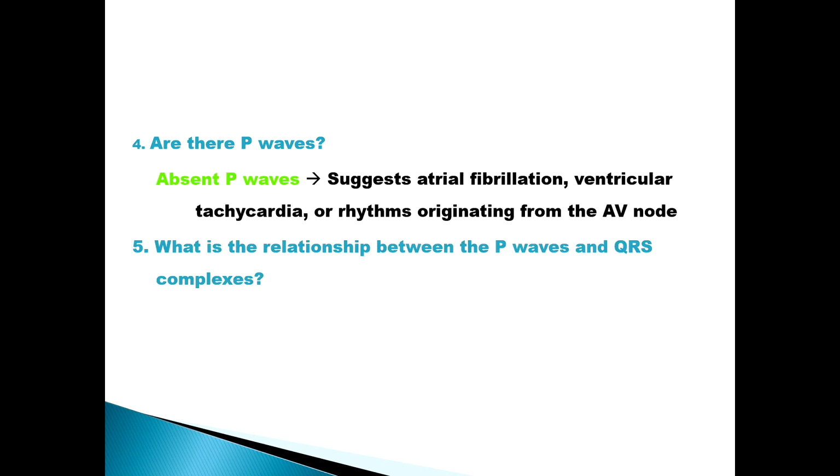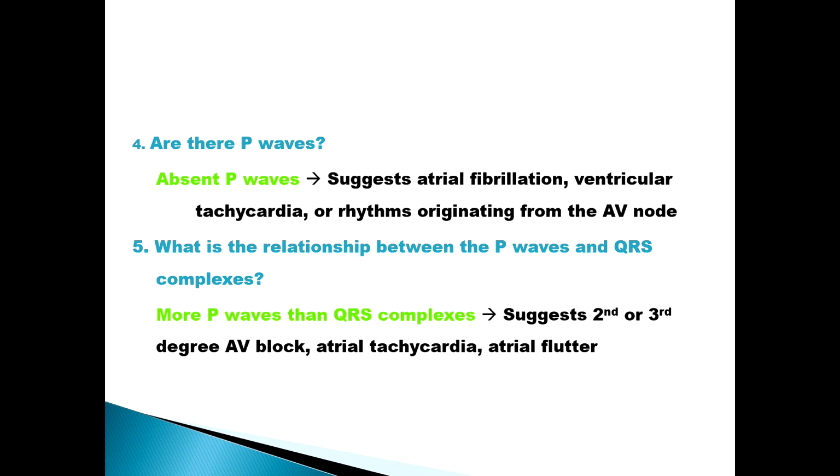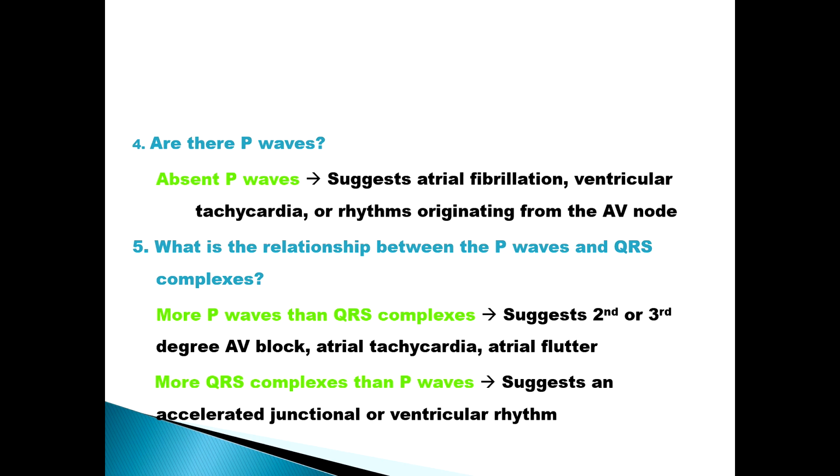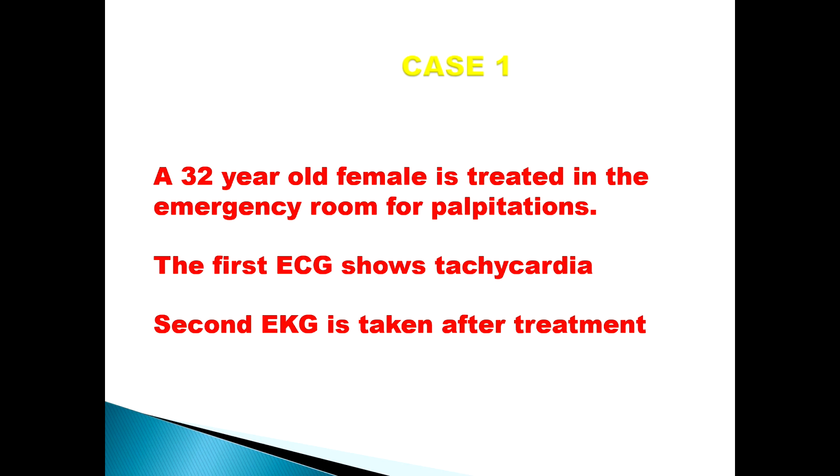And fifth, what is the relationship between P wave and QRS complex? If there are more P waves than QRS, it suggests second and third degree AV block, atrial tachycardia, or atrial flutter. And if there are more QRS than P waves, then it may be an accelerated junctional rhythm, or ventricular tachycardia. So these 5 points are very important when you are analyzing any rhythm strip.